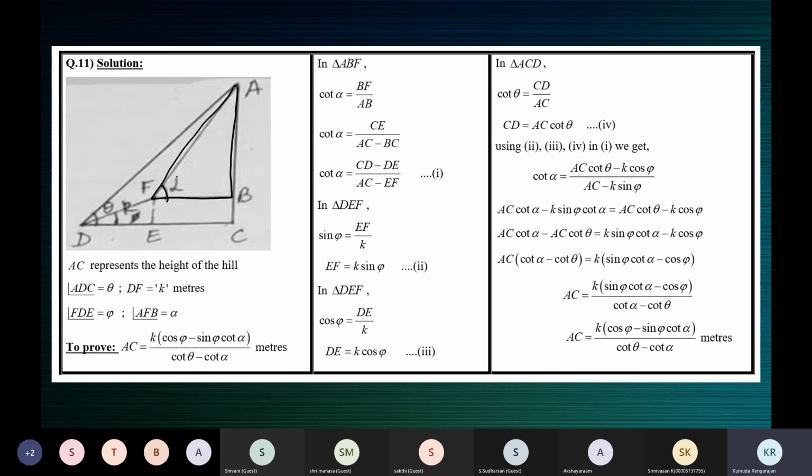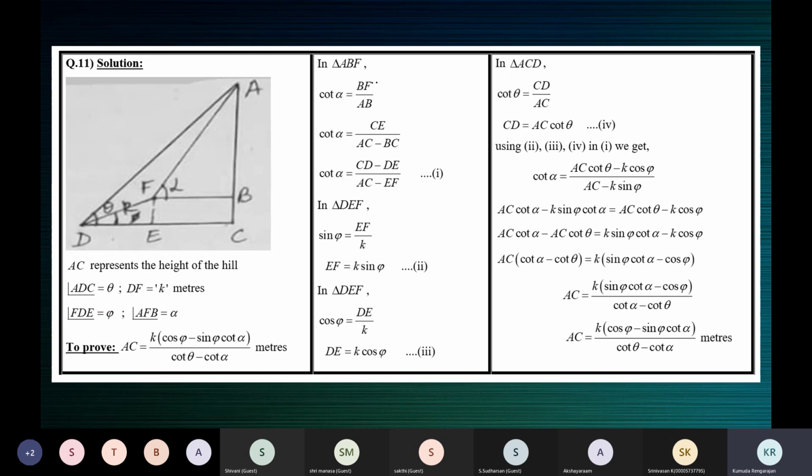And the angle is alpha, and we need to find cot alpha. So see here. What is cot alpha? Adjacent by opposite, BF by AB. Now keep replacing the line segments suitably. What can you replace BF with? EC. So write EC or CE. And AB can be written as AC minus BC.